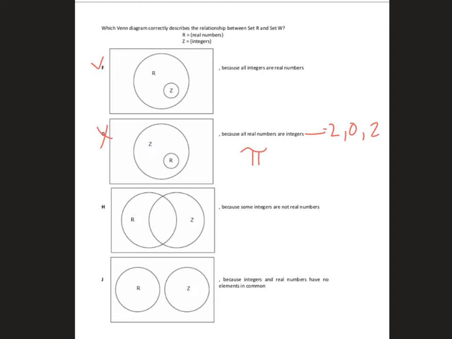H, because some integers are not real numbers. So remember, integers, -2, -1, 0, 1, 2. Those are all real numbers, right? So H is incorrect. And then J, because integers and real numbers have no elements in common. All integers are real numbers, because if we look back at those numbers, those are all real numbers. So our answer, the correct answer, should have been F. Now notice, even though I felt like F was the correct answer, I kept going on to the next one, and I went through every single answer choice.